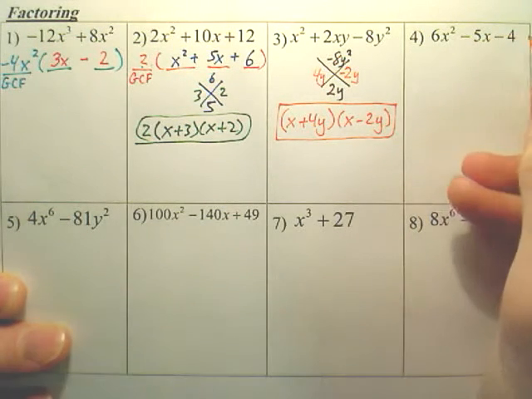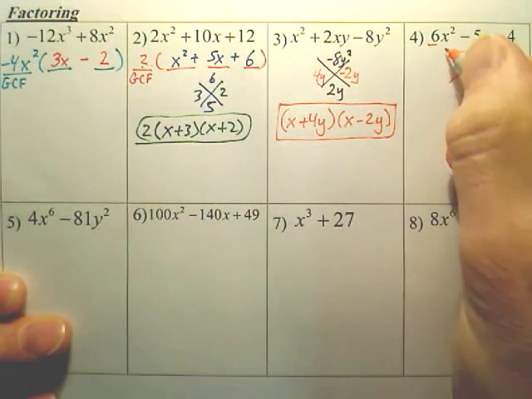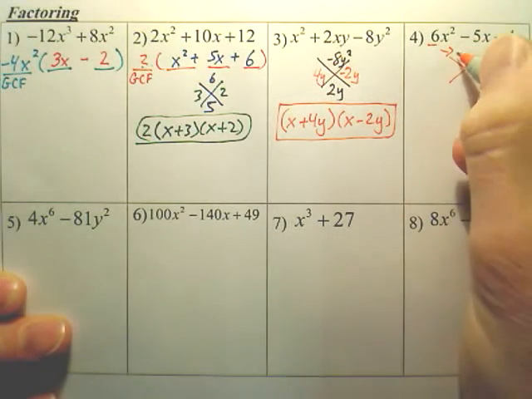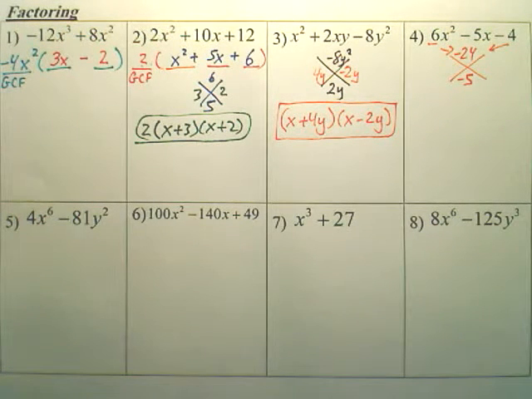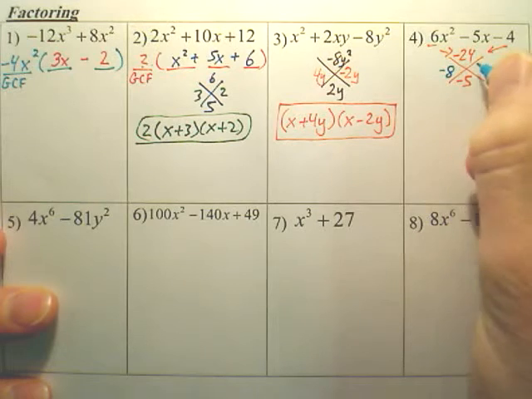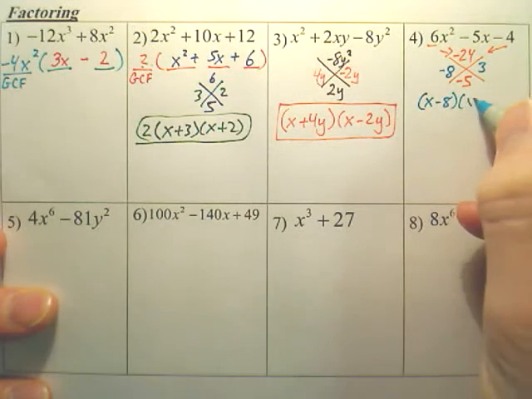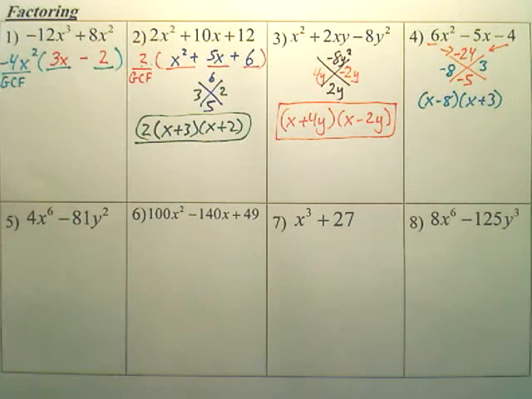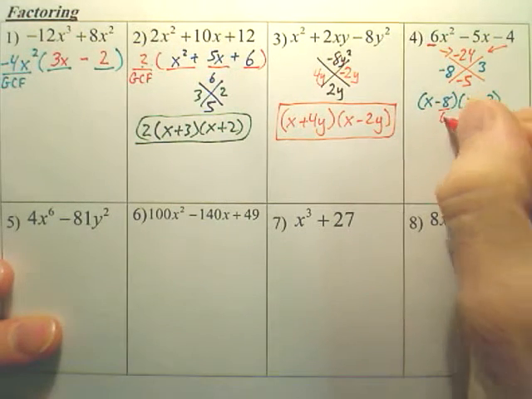The last one here, is there a GCF? No. When there's no GCF but there is a number in front, you have to multiply them. So that's become a negative 24 with the negative 5 on the bottom. Now we got to think of 2 numbers that multiply to get negative 24 and add to get negative 5. That'd be negative 8 and 3. So I have x minus 8, x plus 3. And a lot of you will stop right there and be wrong. What do you now have to do? To go back up to that 6, divide both pieces by it.